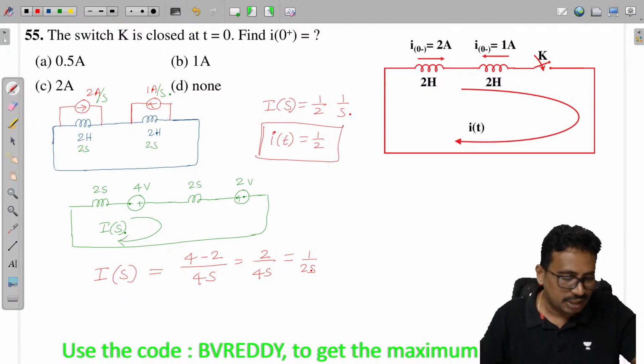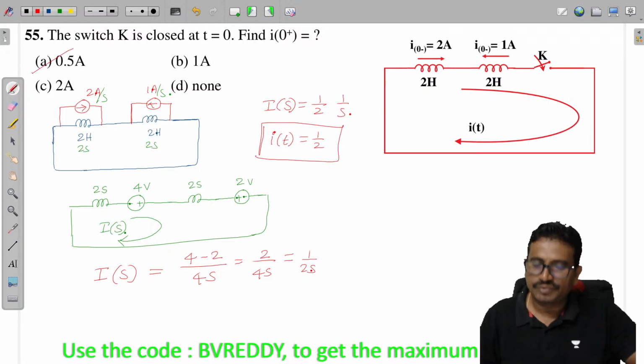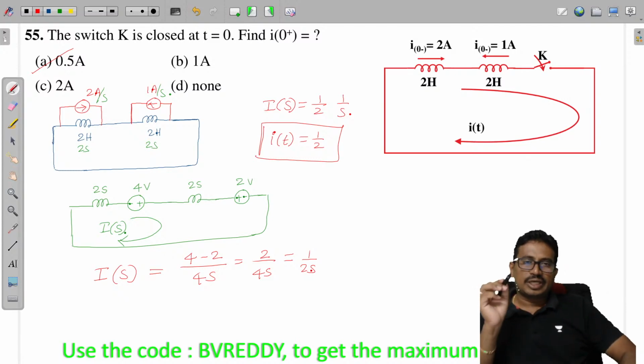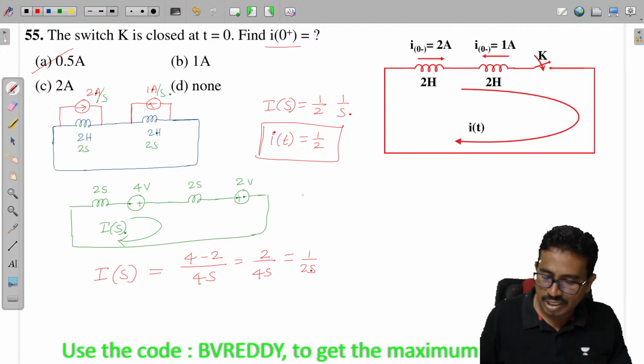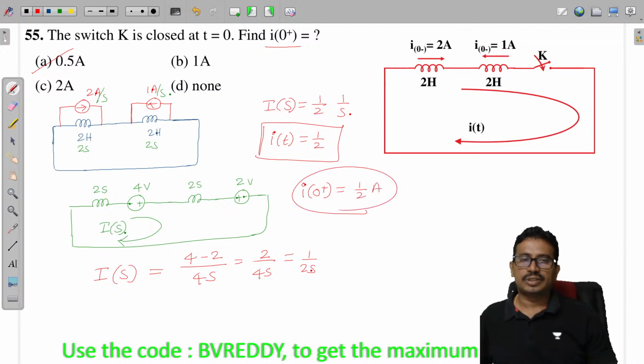This is my I(t). So how much is the I(t) value here? It is equal to 1 by 2. The current is always a constant, you see, 1 by 2. So even though they ask to find the current at t equal to 0 plus, here also it is 1 by 2 only.